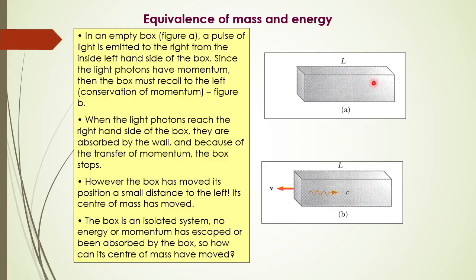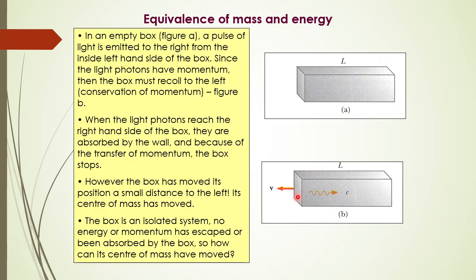Since a photon has motion and energy, it also has momentum. So in order to conserve momentum, if a pulse of light is emitted to the right, the box must move towards the left. So we take a look at part B here. A pulse of light is emitted to the right inside the box. The box must recoil towards the left in order to add up the total momentum to be 0.